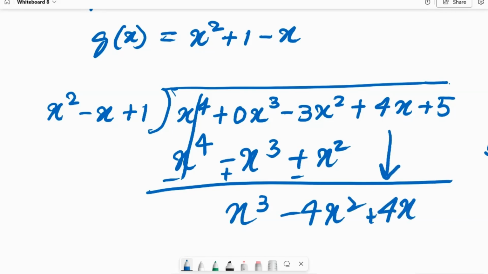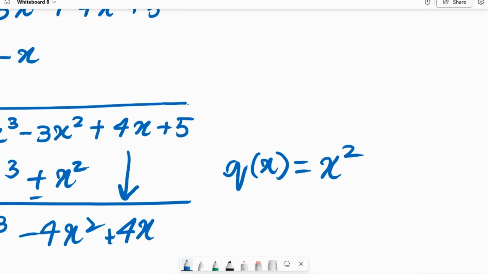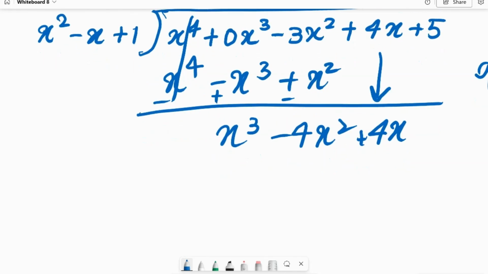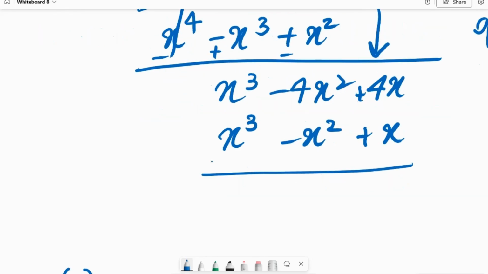And now same. What do we need to multiply to x square to get x cube? Simply we need to multiply with x. So plus x. And now we multiply all the terms with x of g of x. So this would be x cube. Minus x into x is minus x square. Next 1 into x is x. Now change the signs. This would be minus, this would be plus, and this would be minus.